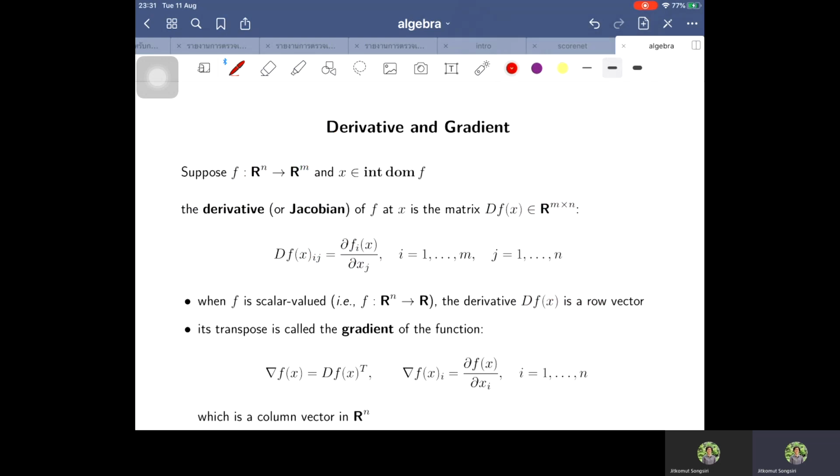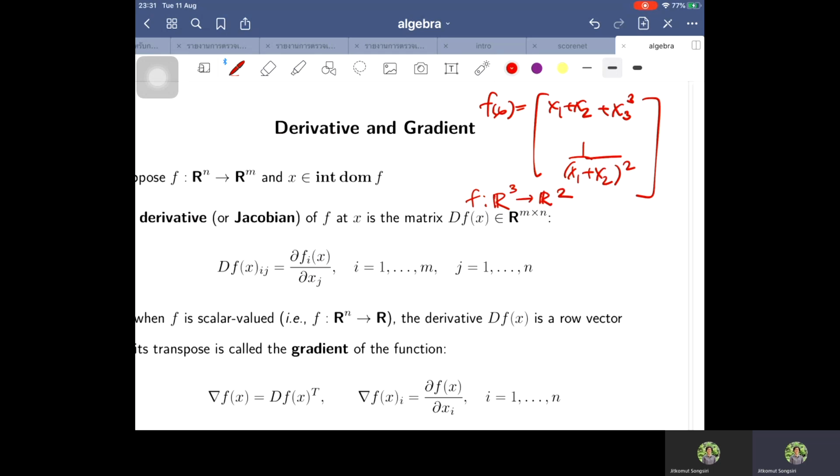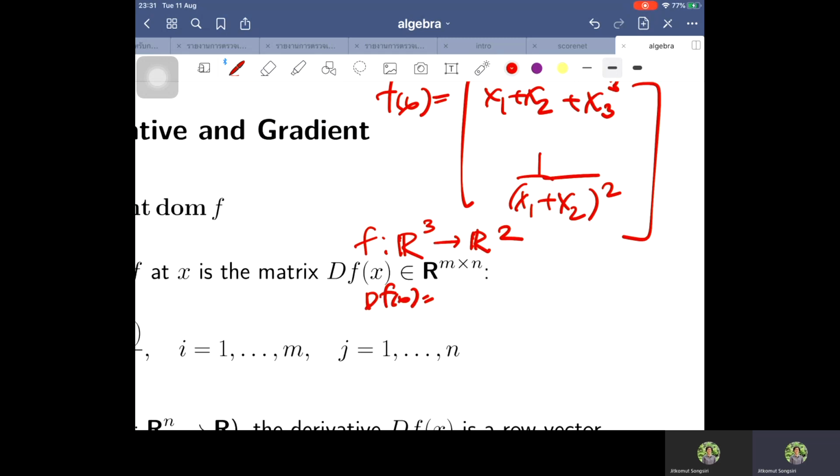Okay, for example, your f of x like this has two components, but it's a function of three variables. Here in this example, f maps from R3 to R2. So the Jacobian matrix of f is going to be a matrix of size 2 by 3.